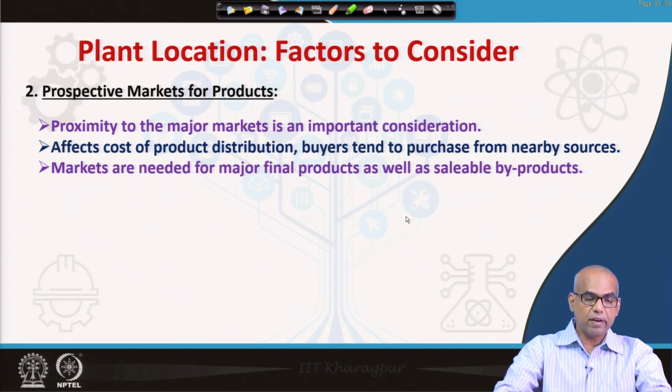Let us talk about next factor, prospective markets for products. Proximity to the major market is an important consideration for selection of plant location.